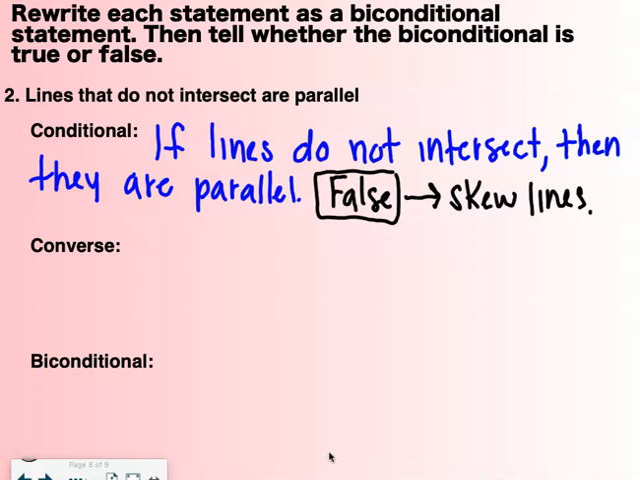Okay, now we want to write the converse of this if-then statement. So the converse is what? Look back at your notes. What symbols is it? It's Q arrow P. Yep. So if the lines are parallel, then they do not intersect.